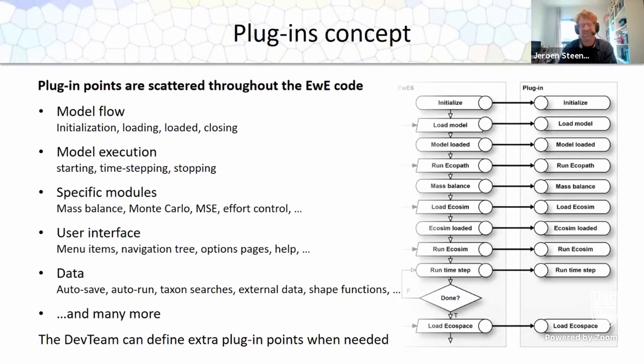There are plugin points related to user interfaces, so you can extend menu items, you can extend the navigation tree, you can create option pages, you can respond to help requests, etc. Things about data. And of course, because this software is constantly in development, if you need more plugin points, well, let us know, and we include more triggers in the code. It's very simple.